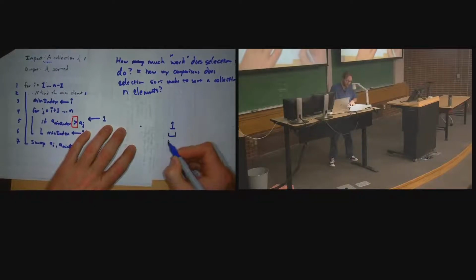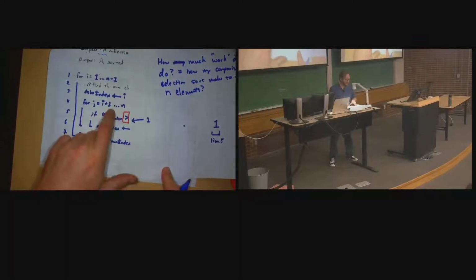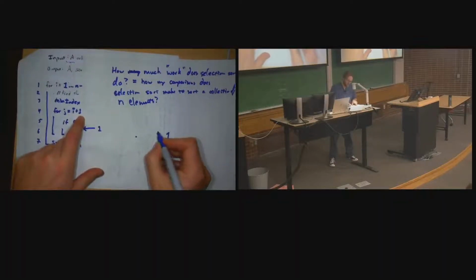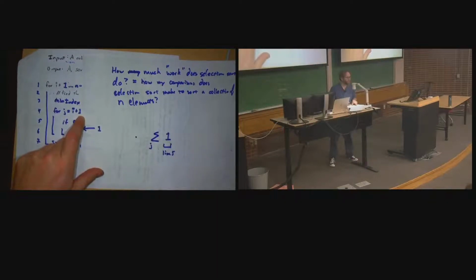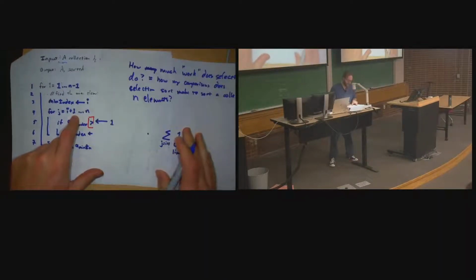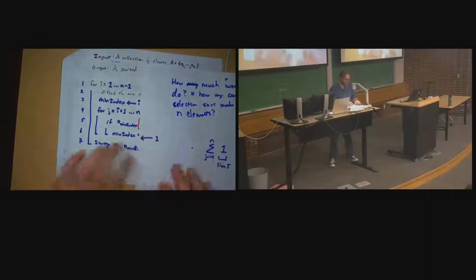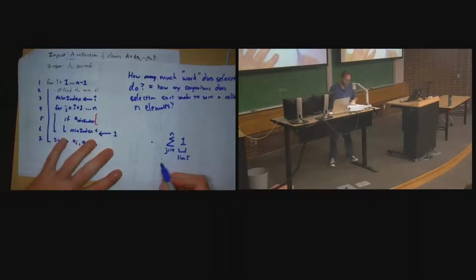Okay, so I'm going to start a summation. This is line 5. It's executed once on each iteration of this for loop. So establish a summation, j equal to i plus 1 up to n. That's the loop. Now I zoom out further. This is lines 4 through 6.